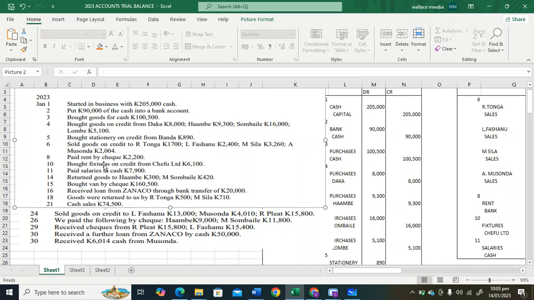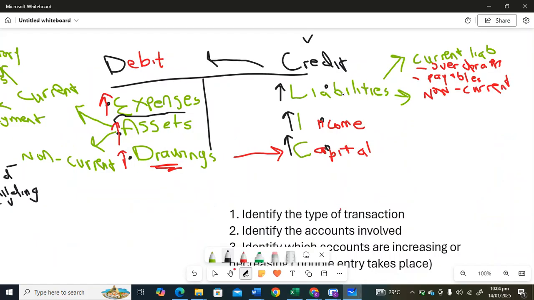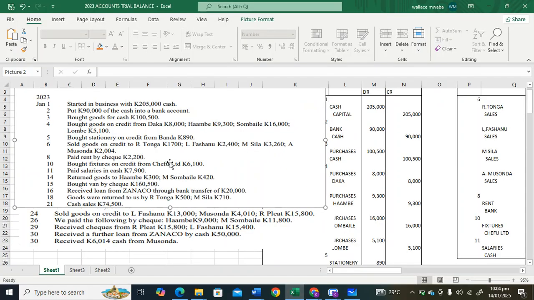You debit fixtures. Since we never paid, we're owing somebody. We're owing Chef Limited. Chef Limited is now our liability, payable. So you're going to credit Chef Limited. So you debit fixtures account 6,100, and you credit Chef Limited 6,100.